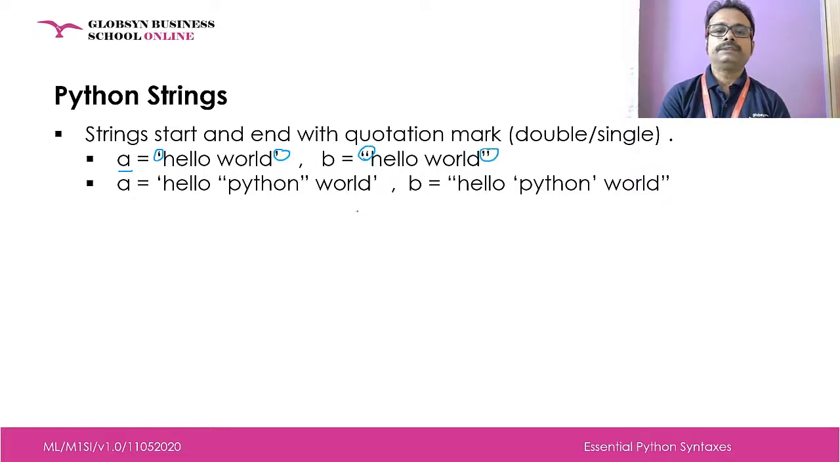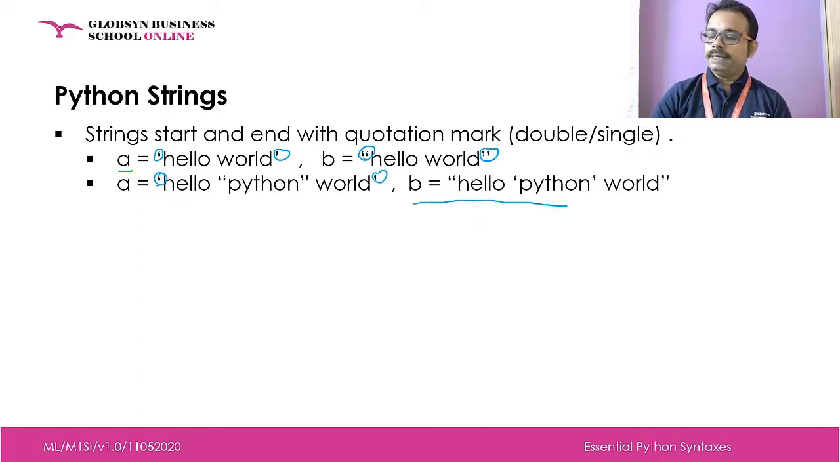Sometimes single quotes or double quotes are part of the string. In that case, you have to use single quotes to enclose the string. In this example, the word Python in double quotes is part of the string. That's why we have to use single quotes here. The thing is vice versa in this case.